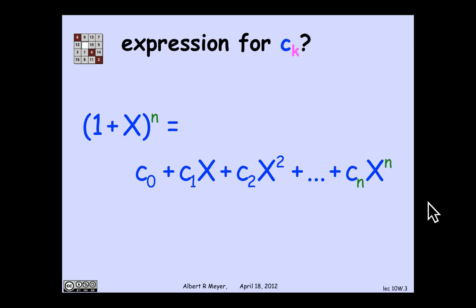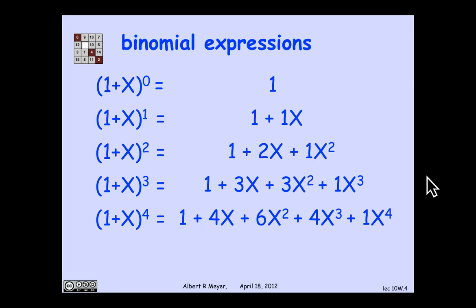The binomial theorem is interested in the expression 1 plus x raised to the nth power. We know that this will be a polynomial of degree n, so it can be written in the form c0 plus c1 times x to the 1, c2 times x to the 2, up to cn times x to the n. We'd like to ask, what are the expressions for ck? For example, here's a layout of the first four powers. 1 plus x to the 4th is 1 plus 4x plus 6x squared plus 4x cubed plus 1x fourth. What's the pattern that underlies those coefficients 1, 4, 6, 4, 1?